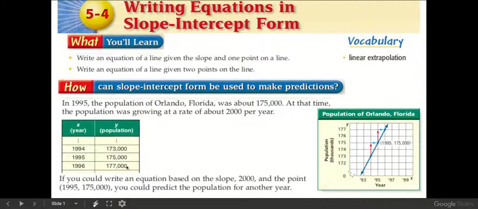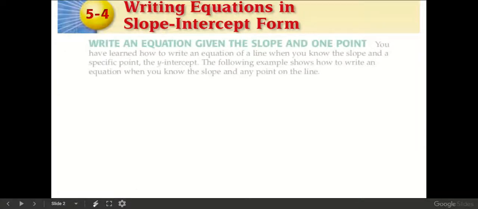And so you could write an equation based off the slope here that would predict the population. We know that it's going up 2,000 every 1 year. We could write a line in slope-intercept form for this. So that's what this lesson is going to be all about. So let's take a look.